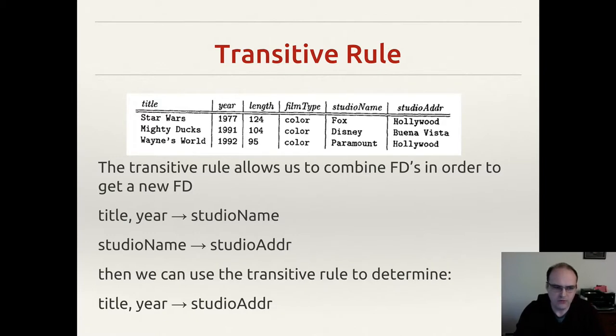So here we have studio name being dependent on title and year, and we have studio address being dependent on studio name. So we can now say with the transitive rule that studio address is also dependent on title and year. Now, how did we come to that conclusion? We'll just follow it through, right? Studio name is dependent on title and year.